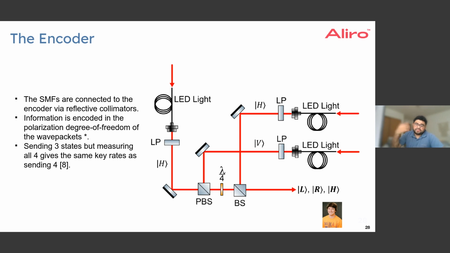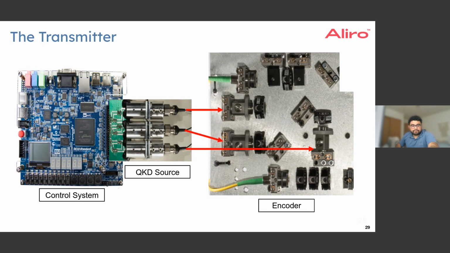We then send these 3 states over free space to Bob, who then measures all 4 states, not just the 3 that we sent. So this is a key part of the protocol. So this is how the encoder actually works. And remember, the FPGA is actually able to choose which LED is blinking, and that's how we generate these states at random.